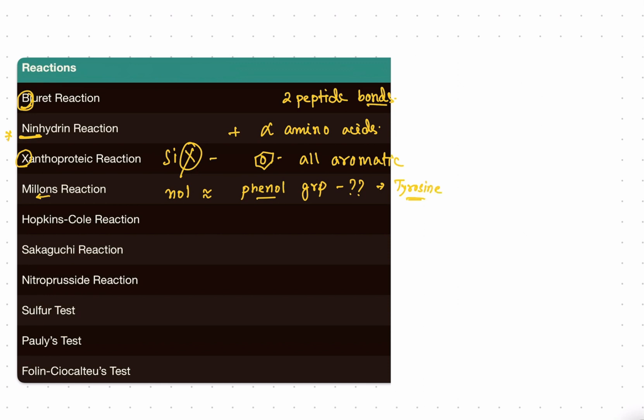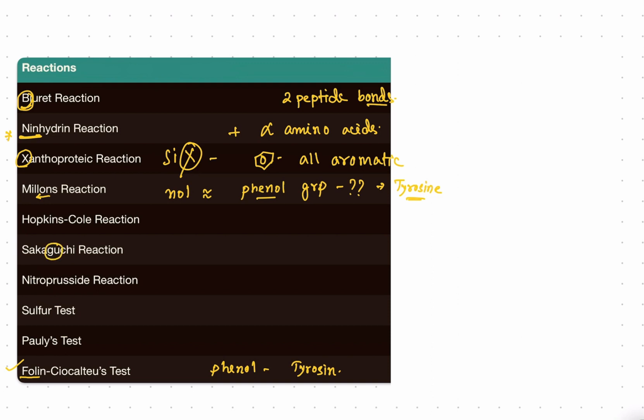If you see another test, that is known as Folin's test. Folin's test, you can read it like phenol. So the pronunciation of Folin is like phenol. So it is also going to be positive in case of tyrosine. This is also known as the Folin-Ciocalteu test.